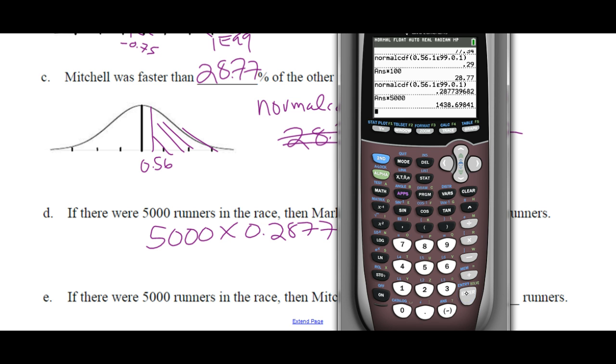0.2877, right? 39682 of the people, right? That's the probability. It's like the beating of a heart. It's 1,438.69841 people. So it's people. What are we going to do with people? We're going to round them, right?